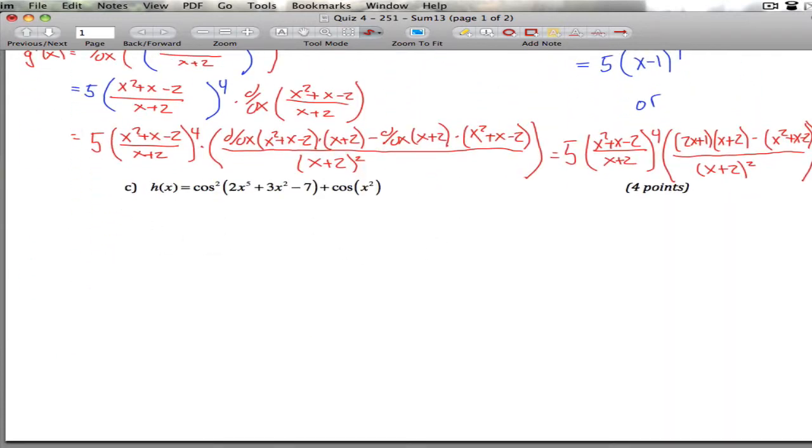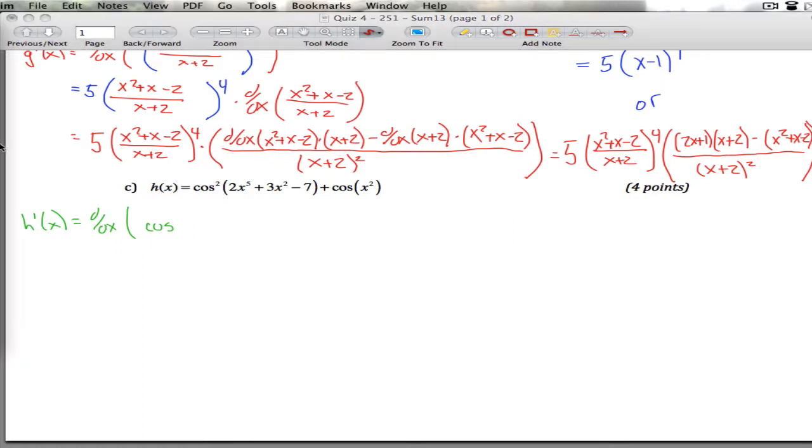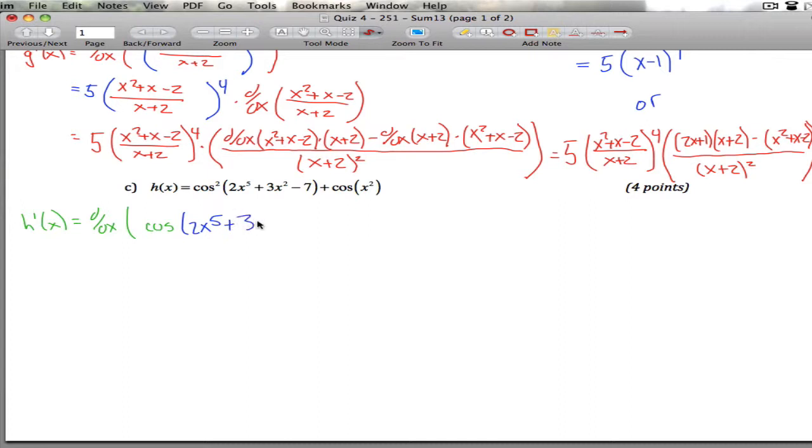All right, third one. So we want to take the derivative of this thing. First, I guess you can notice you have two terms. So the derivative of a sum is just the sum of the derivatives. So what I want to do is take the derivative of what I have over on this side, which is the cosine of, maybe I'll color code these, cosine of 2x to the 5th plus 3x squared minus 7. And then that entire thing squared.